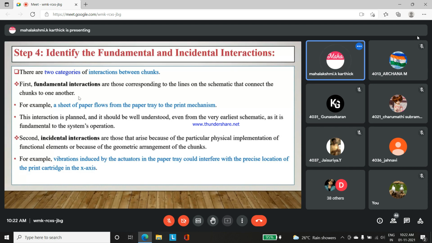For example, for a DeskJet printer product, what will the fundamental interaction be? A sheet of paper flows from the paper tray to the print mechanism. Correct? It is the fundamental primary need for a particular product.